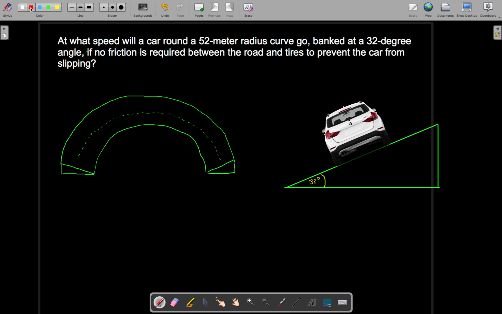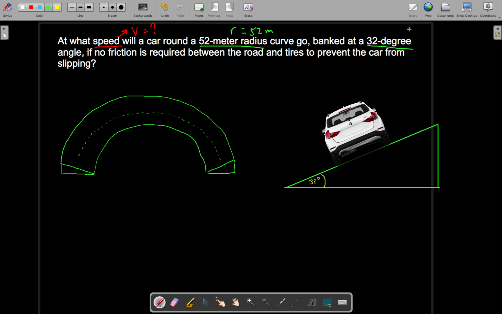So let's just break this question down. We're asked to solve for the speed, which is signified by the symbol v. So that's what we're asked to solve. What are we given? Well, we're given the radius, which happens to be 52 meters, so that's our radius. And we do happen to have an angle.